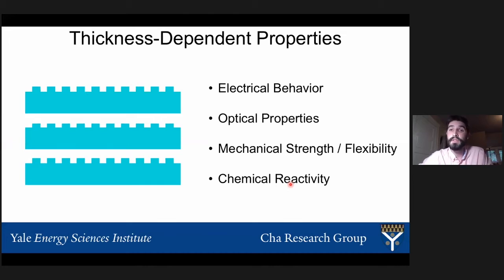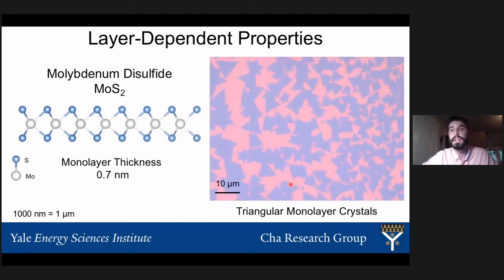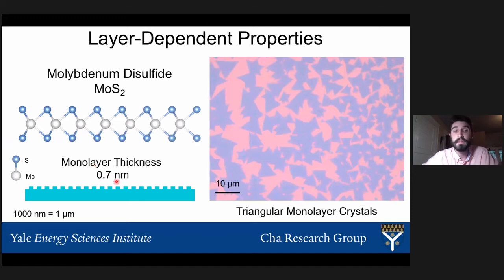So depending on the number of layers, we can change how they interact with electricity, how they interact with light, how strong and flexible they are, and even what kind of chemistry we can do with them. So for example, this is a material that I study. It's called molybdenum disulfide. It's formed from a molybdenum atom bonded in between 2 sulfur atoms. And it's so thin that a single layer of it is about 0.7 nanometers thick. And the monolayer of it, these are triangular single layer crystals of molybdenum sulfide that I grew. And you can see that they're purple in color.